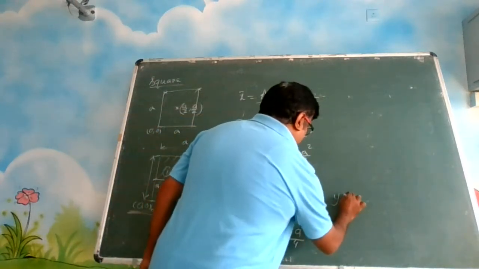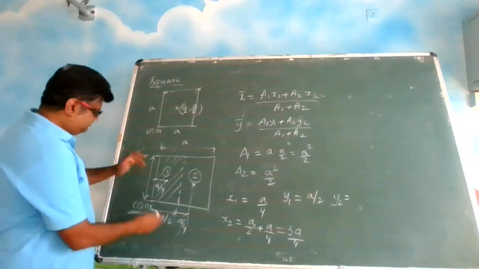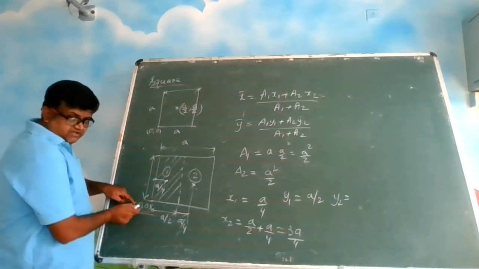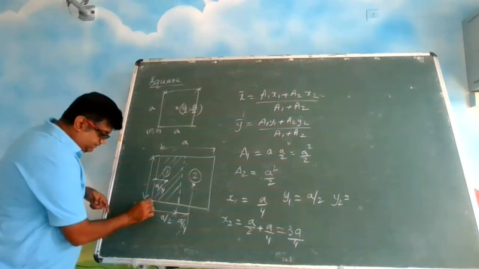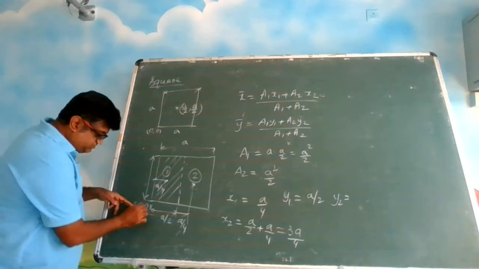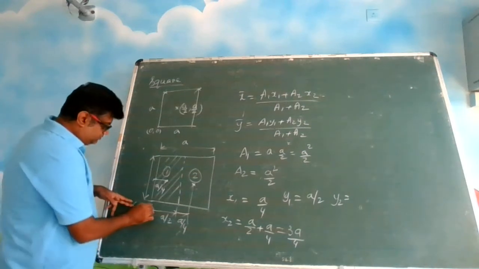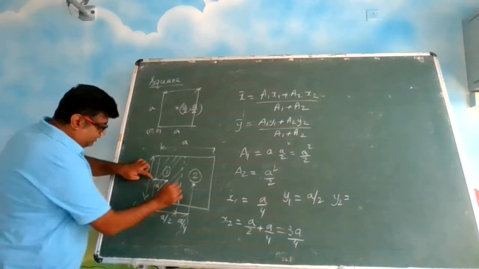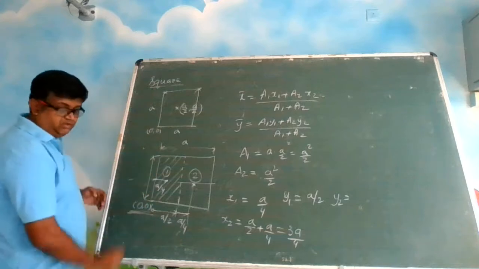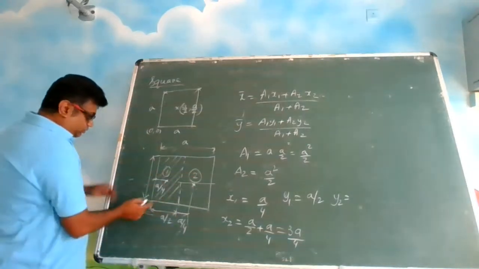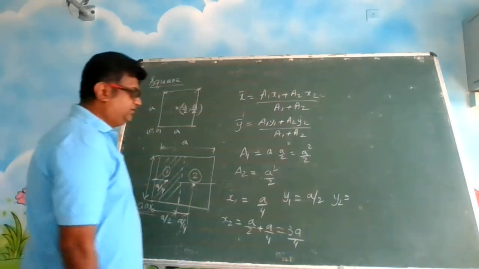And y2 same. यहां से ले रहे हैं. You have to take the reference line as this line. And you have to take reference origin. यहां से लेना है. तो ये अगर यहां पर होगा, ये भी वहीं पर होगा. ये भी a by 2 पे होगा. Area 2 y coordinate also will be at a by 2.